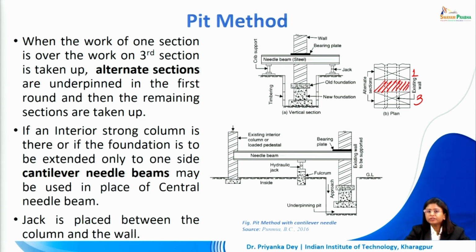Now if an interior strong column is there or if the foundation is to be extended only to one side, cantilever needle beams may be used. This is the example which we were talking about. And here we can just place one central fulcrum. So the jack in this case will be placed in between the wall. This is the wall in which the foundation has to be altered and the column from which additional support is being taken for the needle beam.